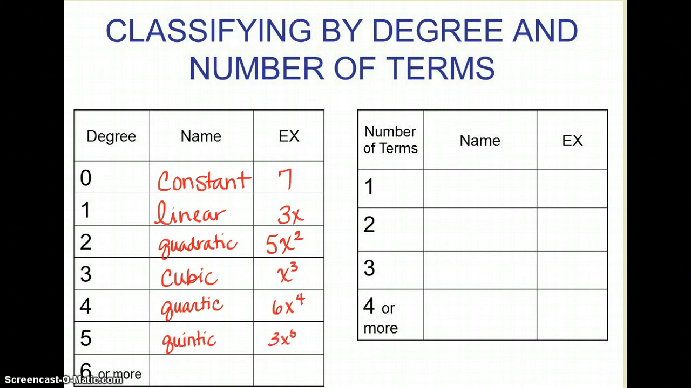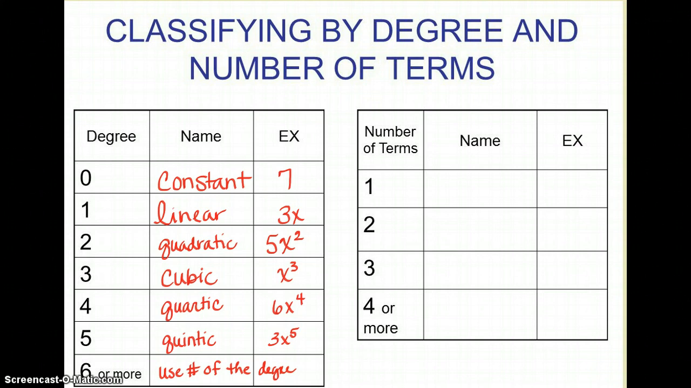3x to the 5th. And then anything that's 6 or more, you're just going to use the number of the degree. So you'll just say it's a 7th degree or a 12th degree or whatever the case may be. Now, as far as actually naming the polynomial by its terms, you've actually heard me use these terms in class, but we haven't officially talked about what they are.